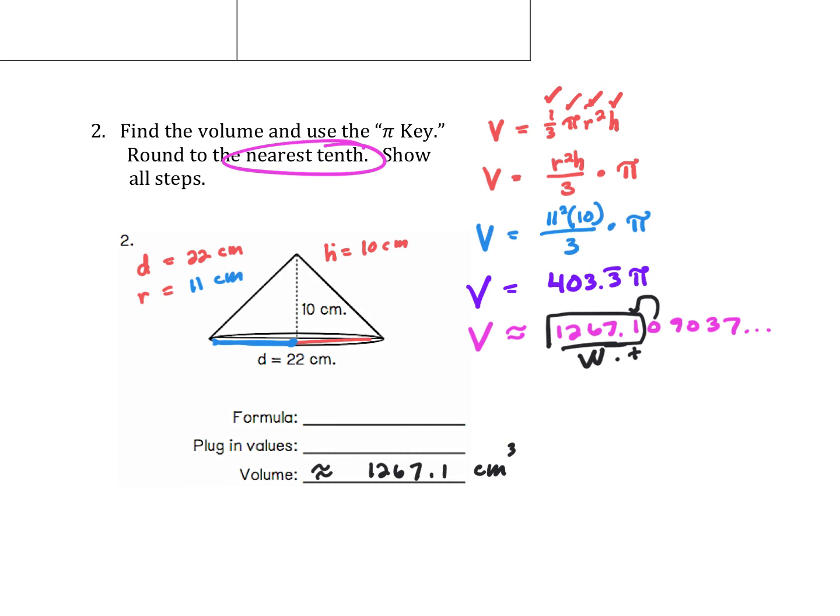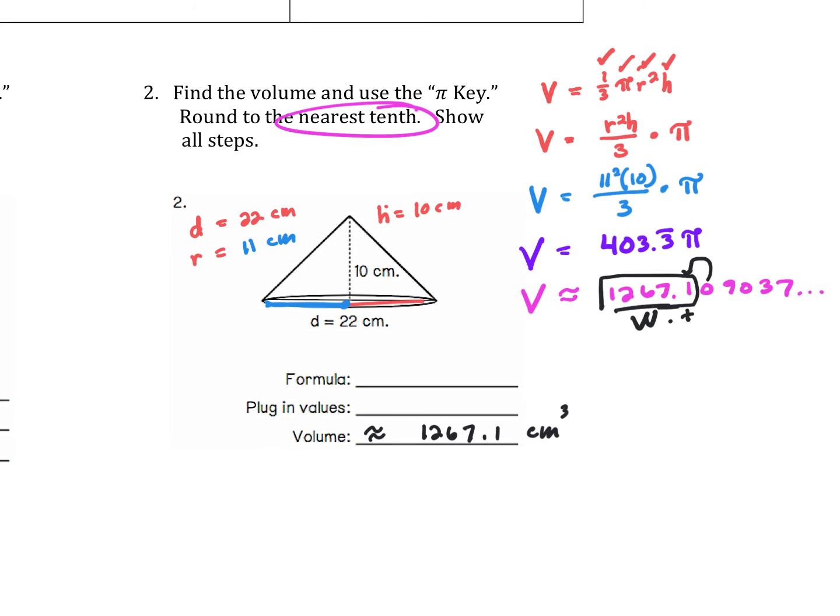So we've done everything it asked. We found the volume, we've used the pi key, we rounded to the nearest tenth, and most importantly, we've shown all of our steps. Why this is so important: I know often students think that the answer is the most important. While that is important, how we found it is equally as important. If we made an error and we show all of our steps, it's easy to retrace that and figure out what we did. But if you just show a few steps, it's hard to figure out what the error was. And if we can find our error, we can correct it so that our answers will be correct as well.